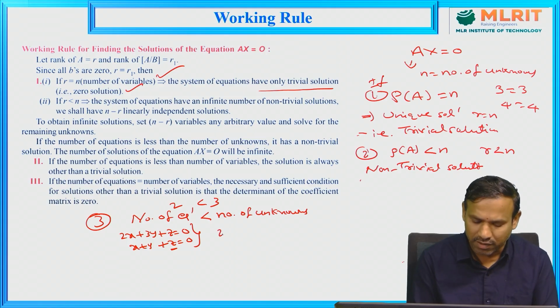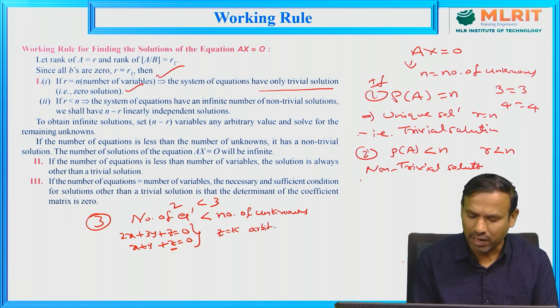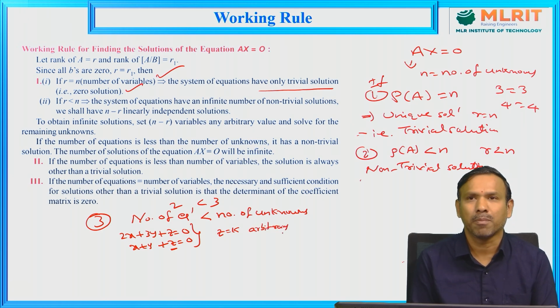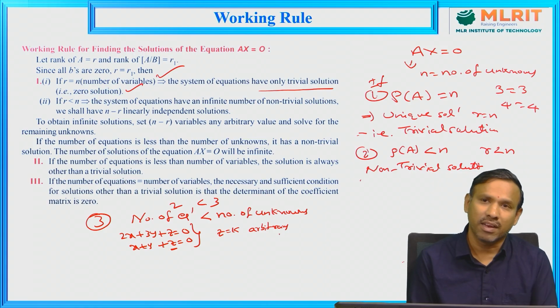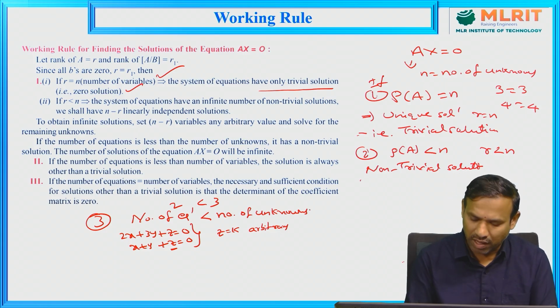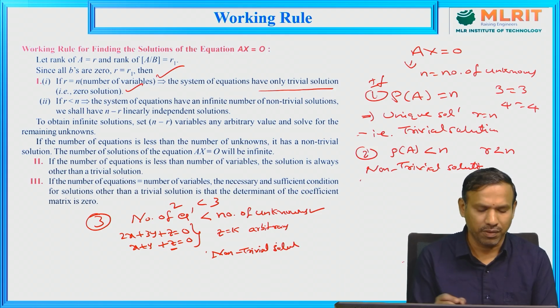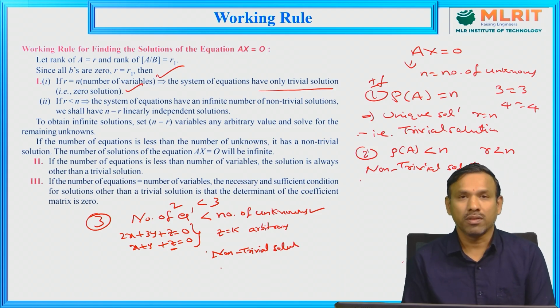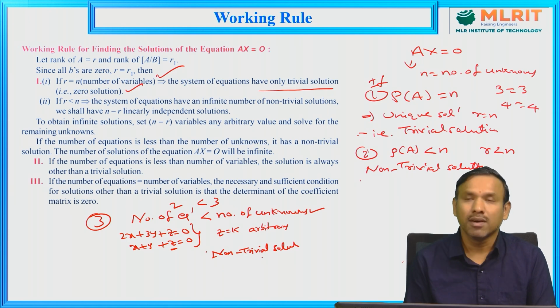Suppose I take z is equal to k, where k is an arbitrary constant, meaning we can assign any value to k. So k is equal to 1, 2, 3, and so on. How many values can we give z? Infinitely many, so we get infinitely many solutions, all of which are called non-trivial solutions. So when the number of equations is less than the number of unknowns, we will have a non-trivial solution.